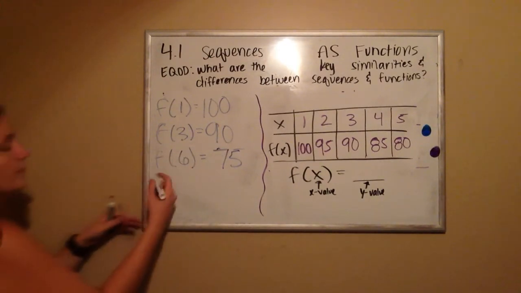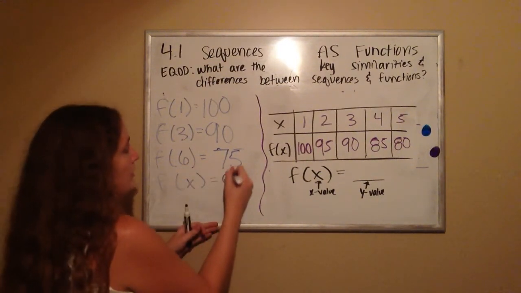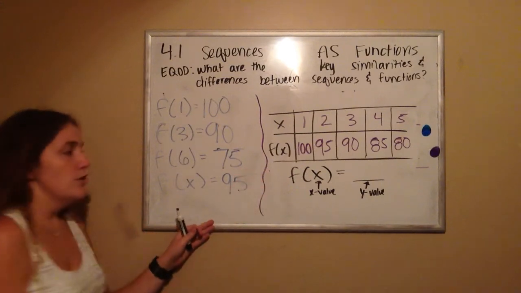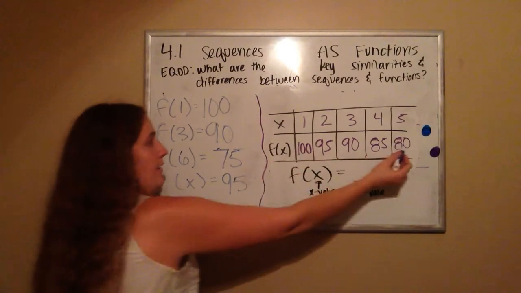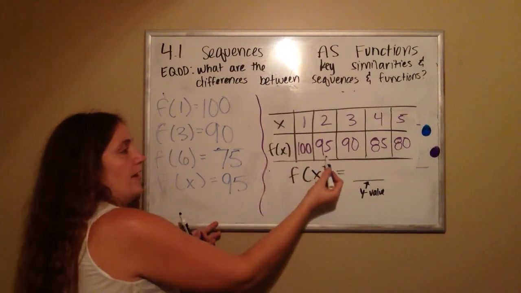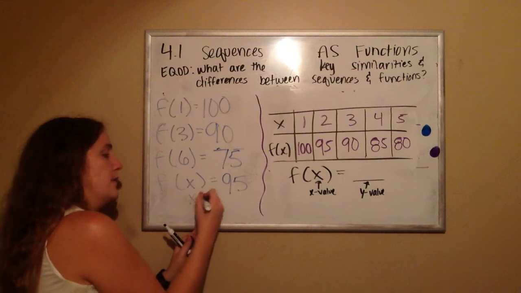One more we'll do. f of x is equal to 95. So this is your y value, or your output. We find the 95 and we think, what's our x value that lines up with that? Well, x would be equal to 2.